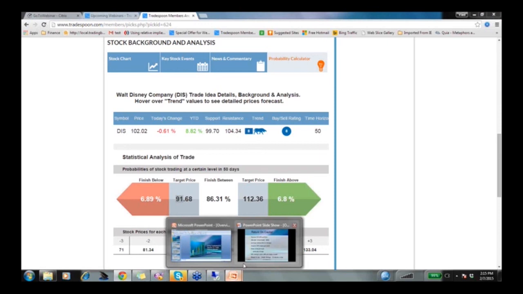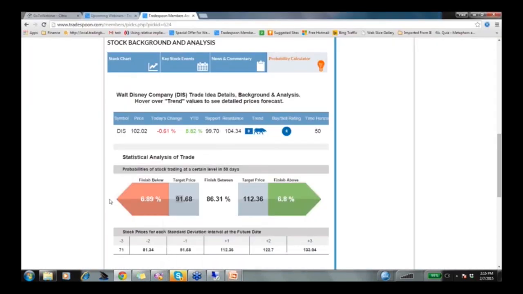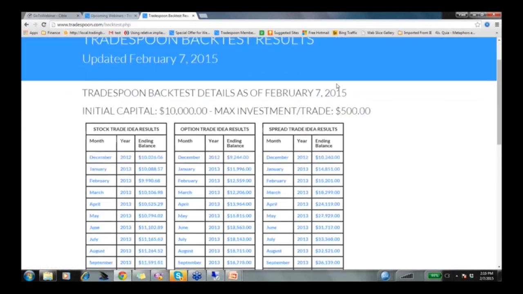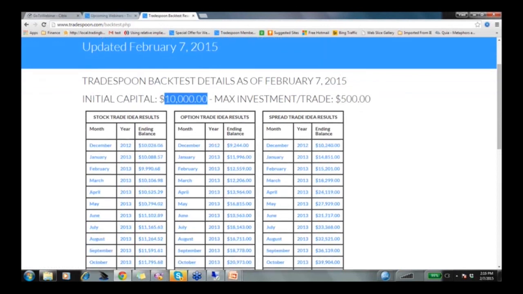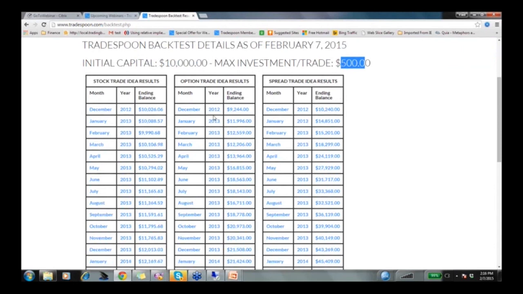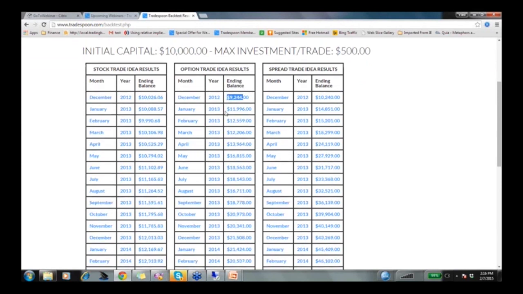So I encourage you to look at our performance. We show you the performance of every single trade. We also do backtest results. We do a what-if scenario. If you open up an account with $10,000 and you're putting only 5% of your money in each recommendation, that's what we're advocating, no more than 3 to 5% of your portfolio should go to any given trade, then you will see from the inception how your portfolio would have changed. You start with $10,000. This would be the portfolio in December 2012, and this would be the portfolio in February.